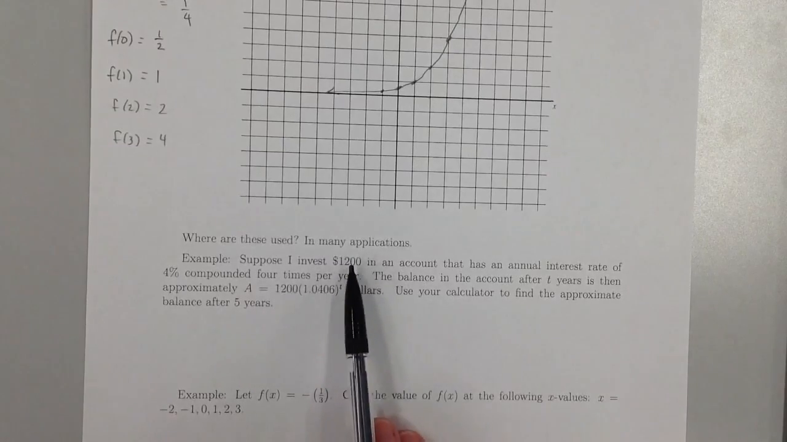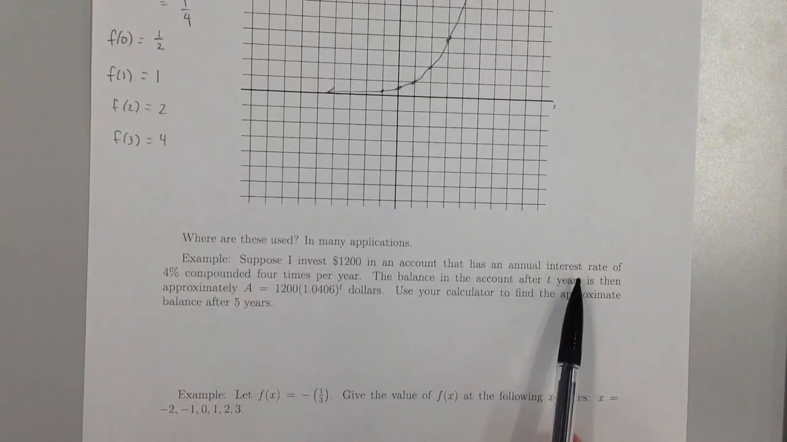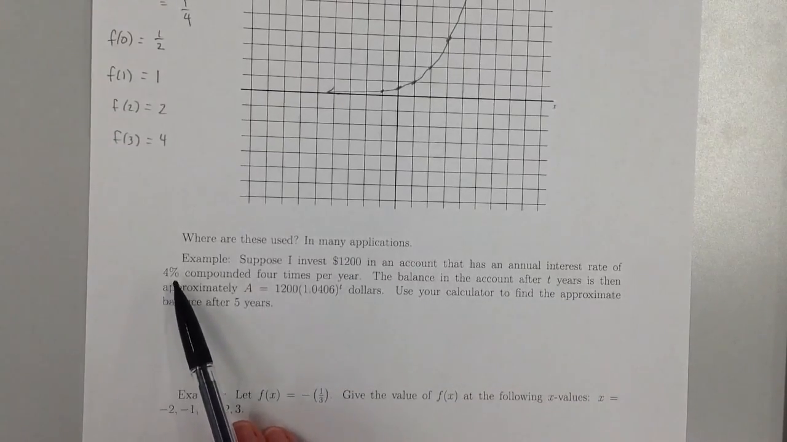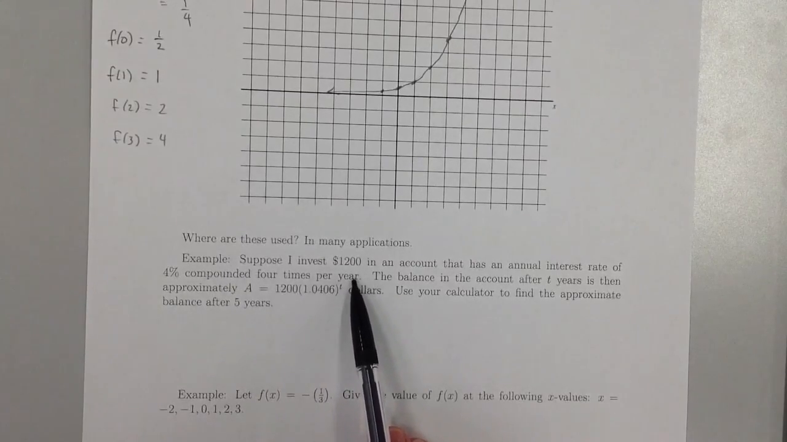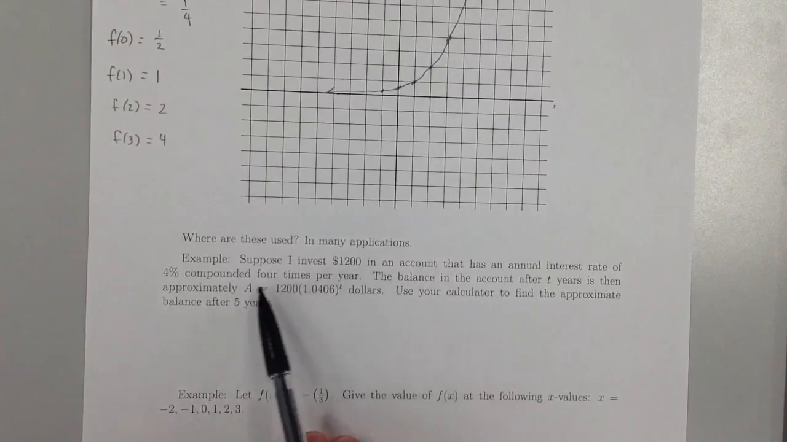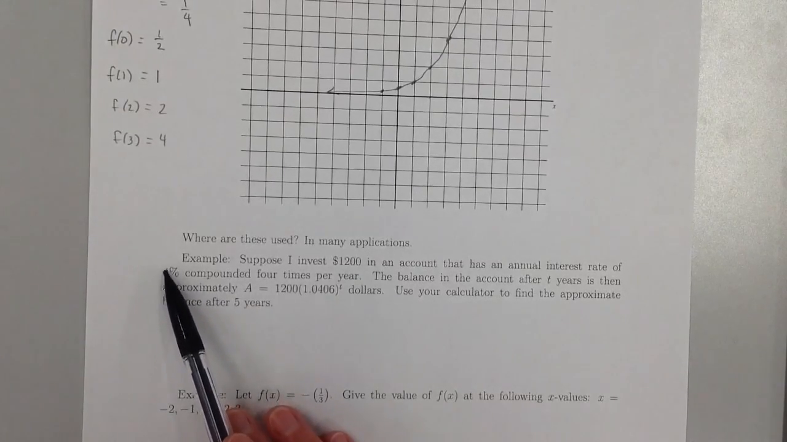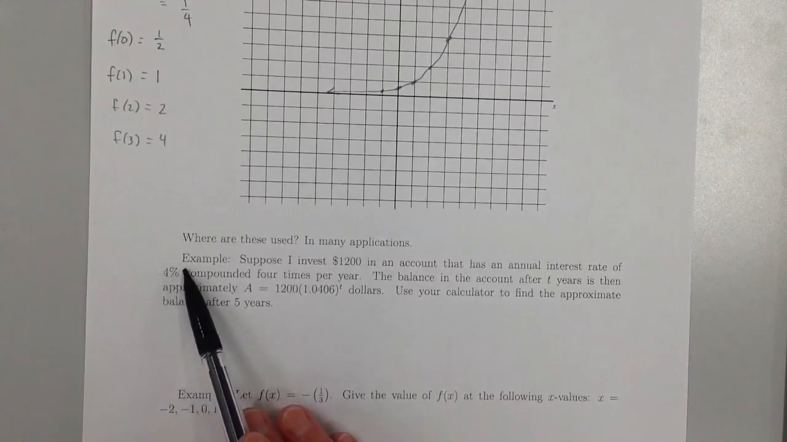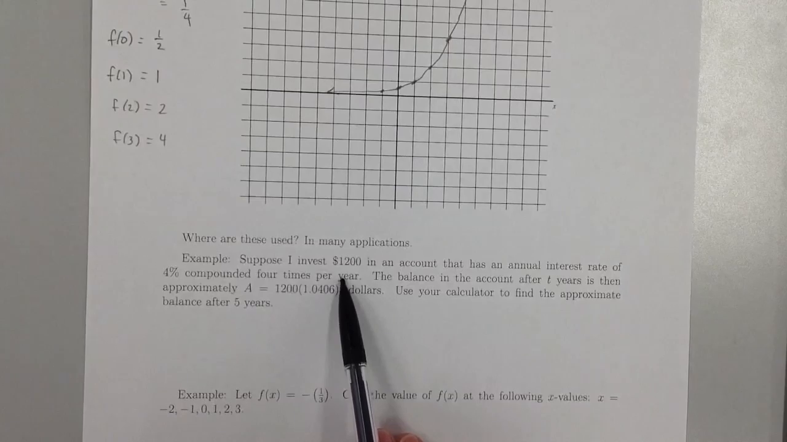If we have a particular amount invested in an account that has an annual interest rate of 4%, compounded 4 times per year, that means that every 3 months it's going to be compounded. Since we're doing it 4 times a year, we're going to take this and divide it by 4, so that's going to be 1%. So every 3 months we're going to apply 1% interest to the amount that's there.